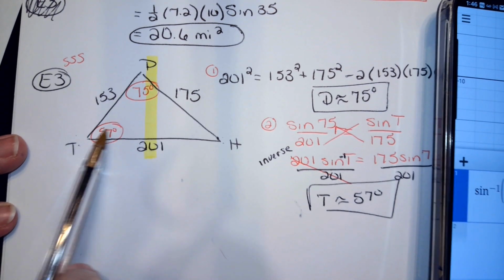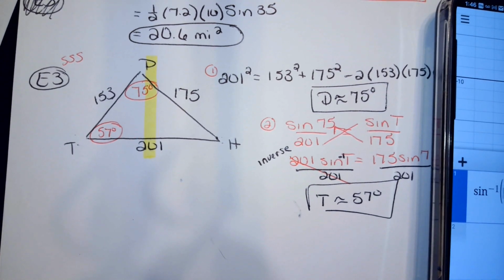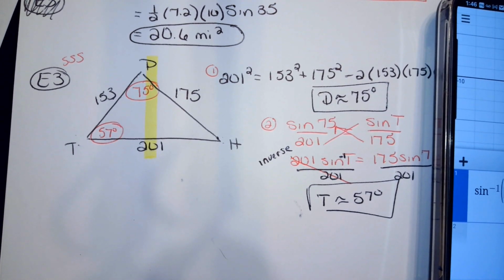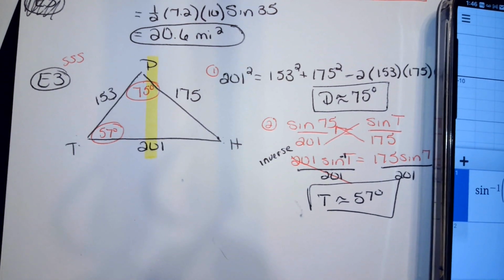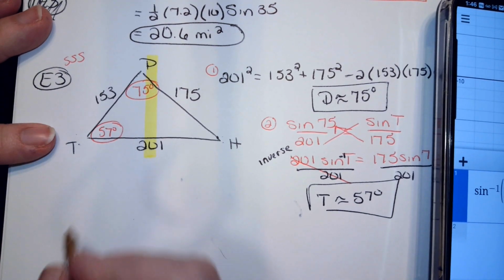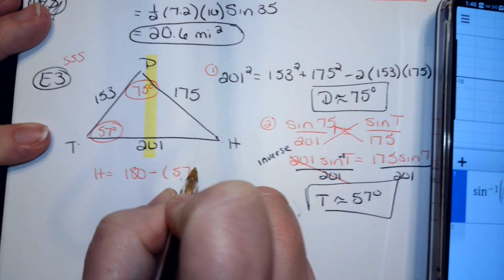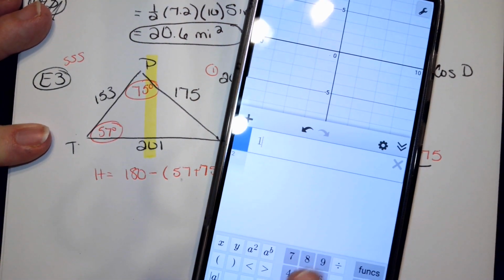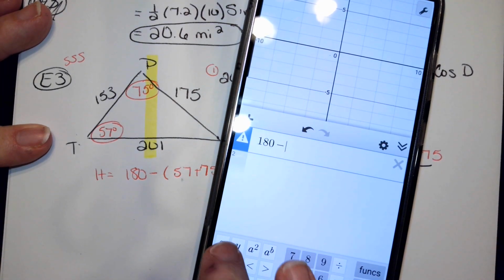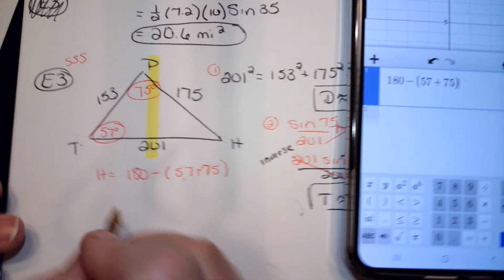All right, so what do we know all three angles should equal? Well, we know all three angles should equal 180. Now, depending on which angle you start with, you might be off by 1 or 2 degrees, however you round it. But as long as you're within a very good range, okay. So to find angle H, we're going to simply say 180 minus 57 plus 75. So 180 minus the sum of 57 plus 75, and we get 48.